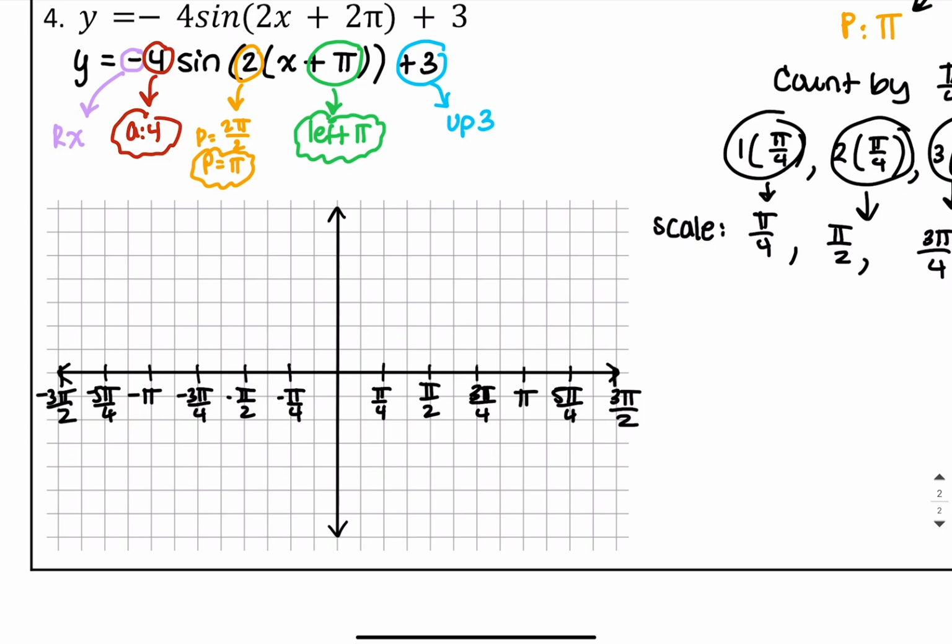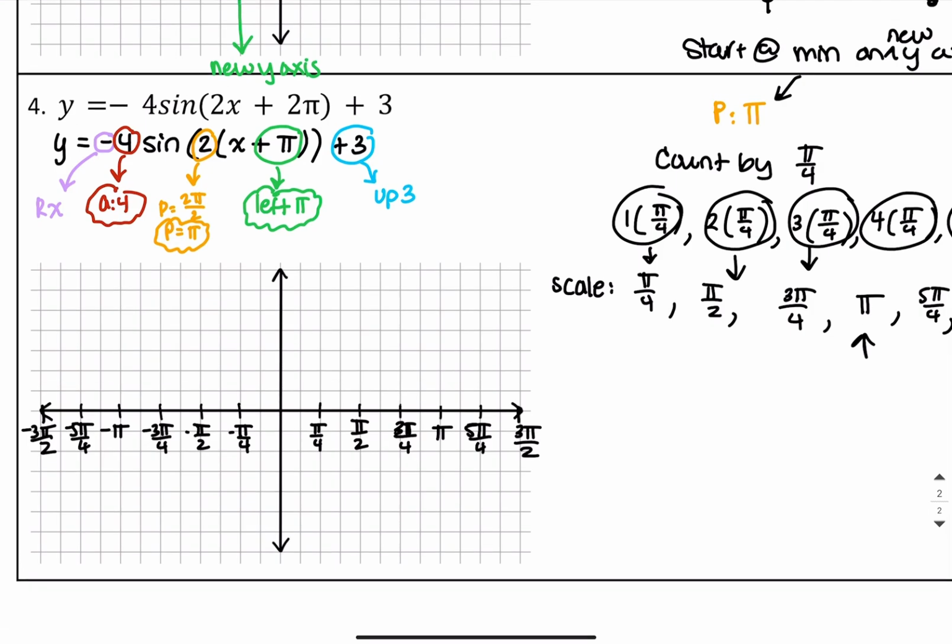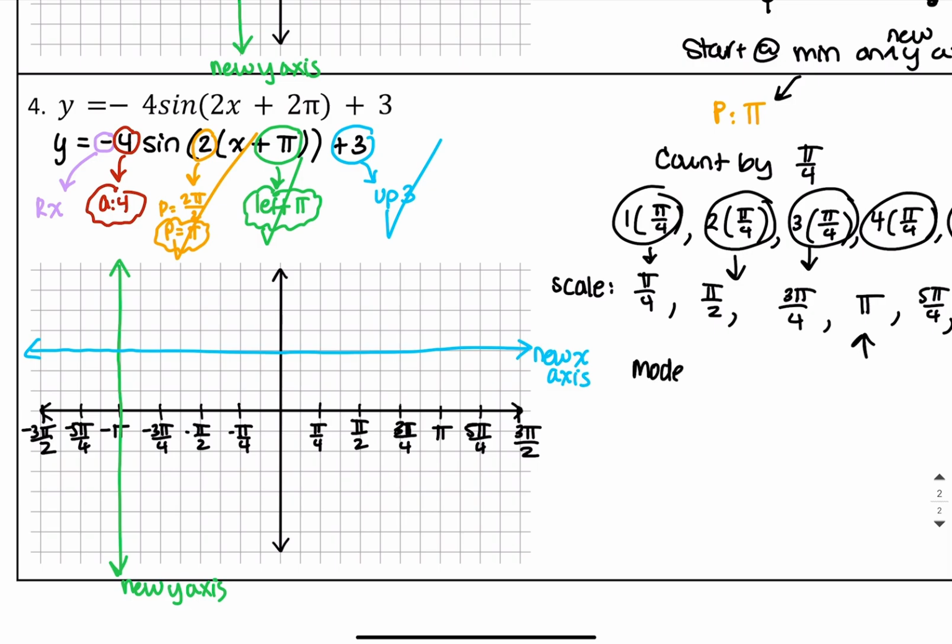From there, I'm going to draw my new x-axis and my new y-axis. I'm going to move everything left pi, so my new y-axis should be here. That takes care of that. And then I'm moving everything up 3, so my new x-axis should be here. Oh my god, I keep doing this. And that takes care of that. And then I took care of my scale already. And now I just have to look at what the model looks like and draw from the new origin.